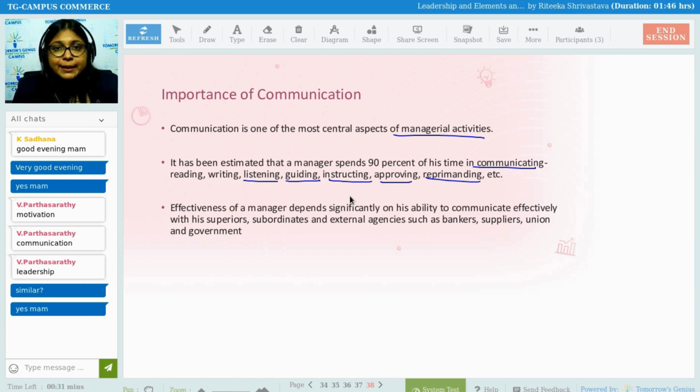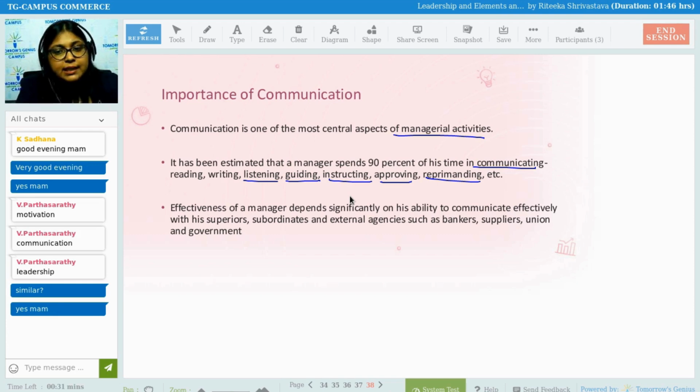So it has been estimated, the study proves, that 90% of the time a manager is doing communication through different forms or through different channels of communication. Could be reading, writing, guiding, motivating, instructing, approving. All of these are the ways through which a particular manager is going to communicate with his subordinates. So 90% of the time the manager is busy in communication.